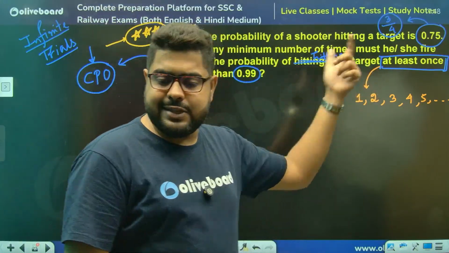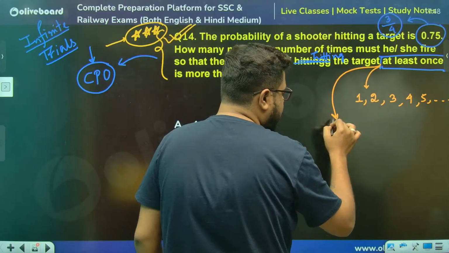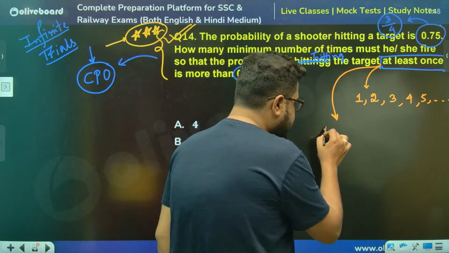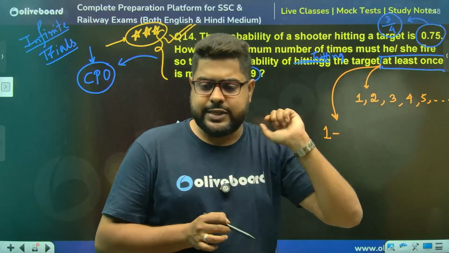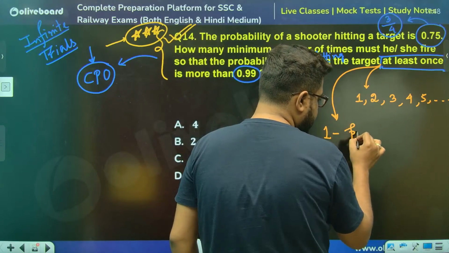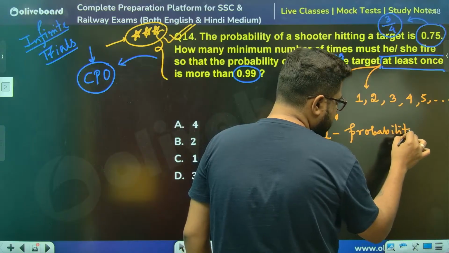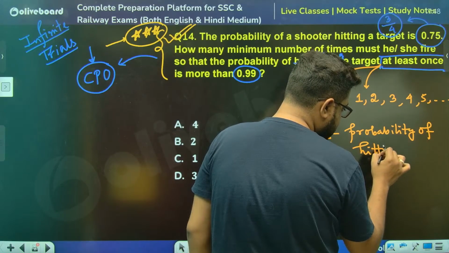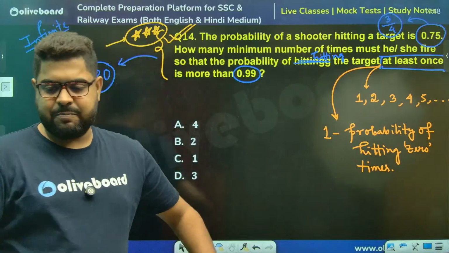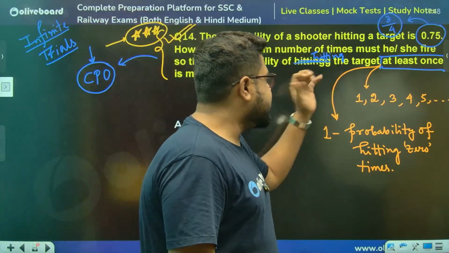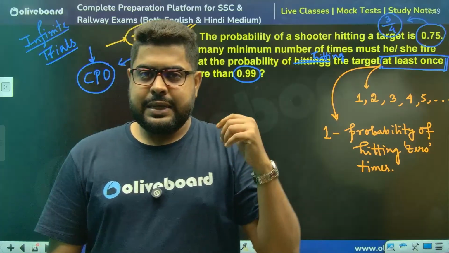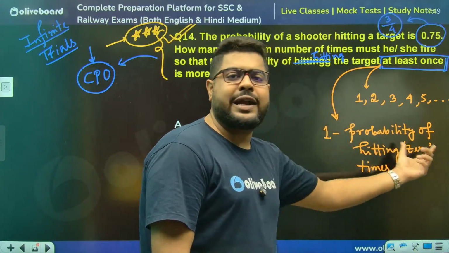So in these situations, with at least once, it is always better you take from the opposite direction. Why? Because I know total probability is always 1. So look, can I say the probability of hitting at least once is 1 minus the probability of hitting 0 times? Can you guys think like this? The probability of hitting at least once can be once, twice, thrice, minimum 1 time. It is total probability minus probability of hitting 0 times.